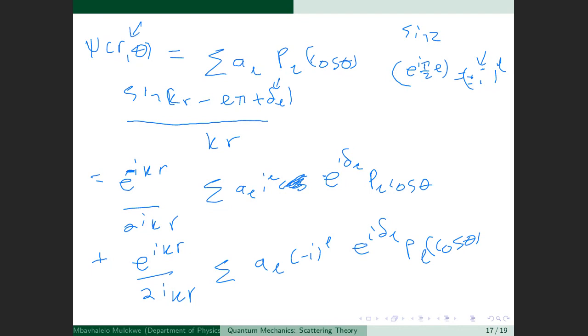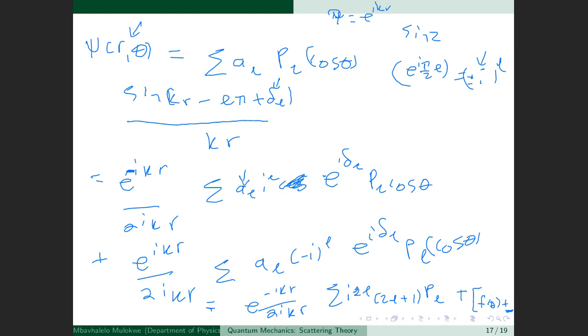This is another expression for the wave function, but we had initially, once we plugged in the form phi incident e to the ikr, expanded everything in terms of Bessel functions, we found that the wave function could also be written as e to the minus ikr over 2ikr times i to the L plus 1 PL plus e to the ikr over 2ikr, we had an f of theta plus another contribution coming from the sum. So then we just compare the coefficients of these two expansions. That will give us what is AL, and from AL we will be able to determine what is f of theta.